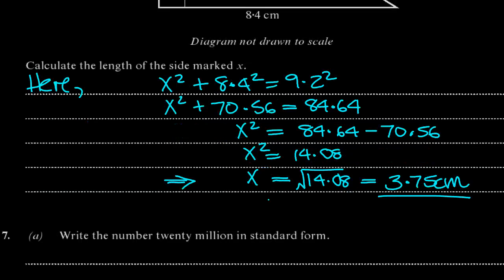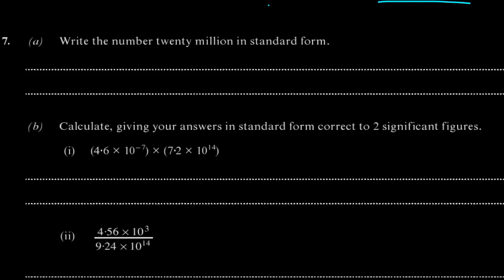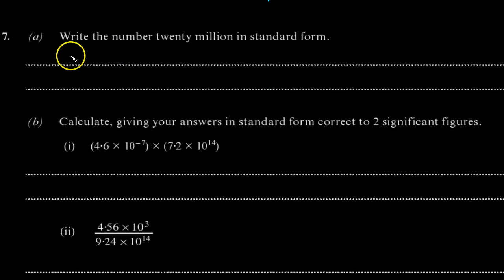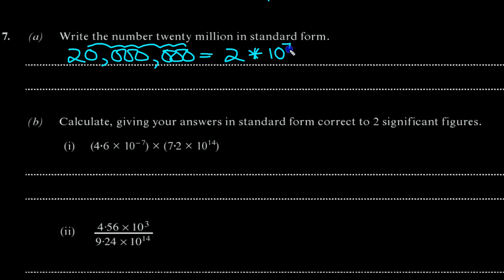Okay, so write the number 20 million in standard form. So 20 million then is 20 million. So it's 2, and then we times 10, 1, 2, 3, 4, 5, 6, 7. So it's times 10 to the power 7, isn't it? So that number is between 1 and 10, times 10 to a power, so it's written in standard form.